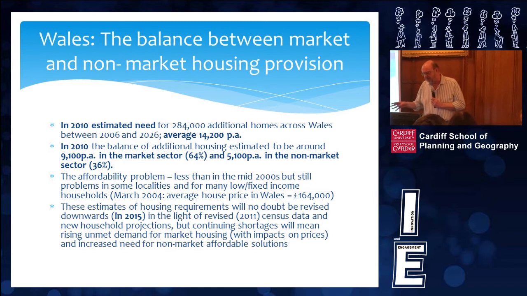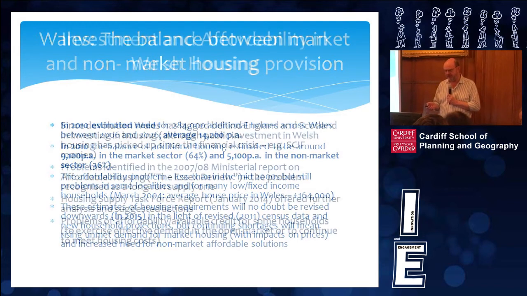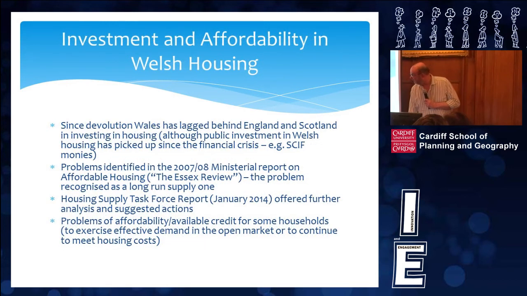The affordability problem is still significant in some areas of Wales in relation to local incomes, but it probably is less of a problem than it was in the middle of the last decade. As I say, these overall estimates will no doubt be revised down when we have the updated figures from Cambridge University, but they will still be, my guess, substantially ahead of what we are currently providing in terms of new supply. But I can very quickly say something about investment and affordability.